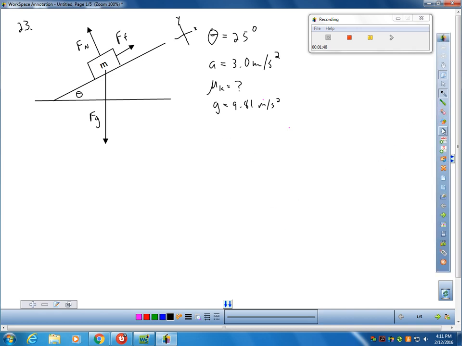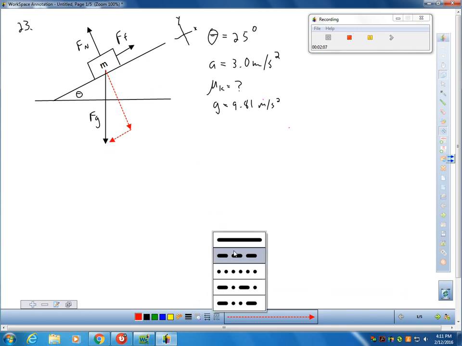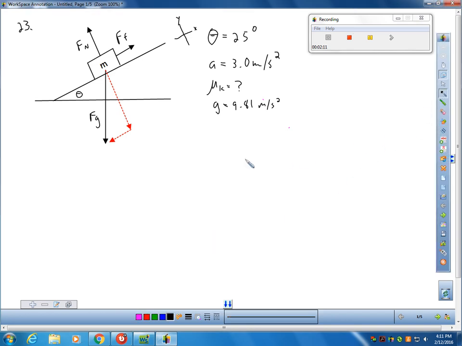Now let's go ahead and draw in the components of Fg. So there's going to be Fgy, and there's going to be Fgx. Again, remember that we're using our alternate axes. Okay, and I'll label those Fgy and Fgx. And remember that this angle theta happens to have the same measurement as the angle between Fg and Fgy.